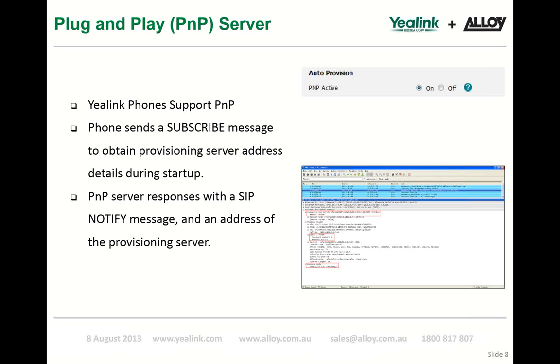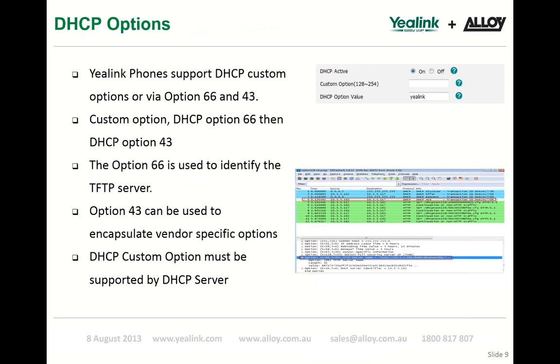Once the Yealink phones boot up, the phone sends a SIP subscribe message onto the network, and basically it's a multicast or a broadcast address that looks for any provisioning servers that are available on that network. If there is a provisioning server available on the network, it will reply with a SIP notify message giving the phone the IP address of the provisioning server that's available on the network. It's a very simple process.